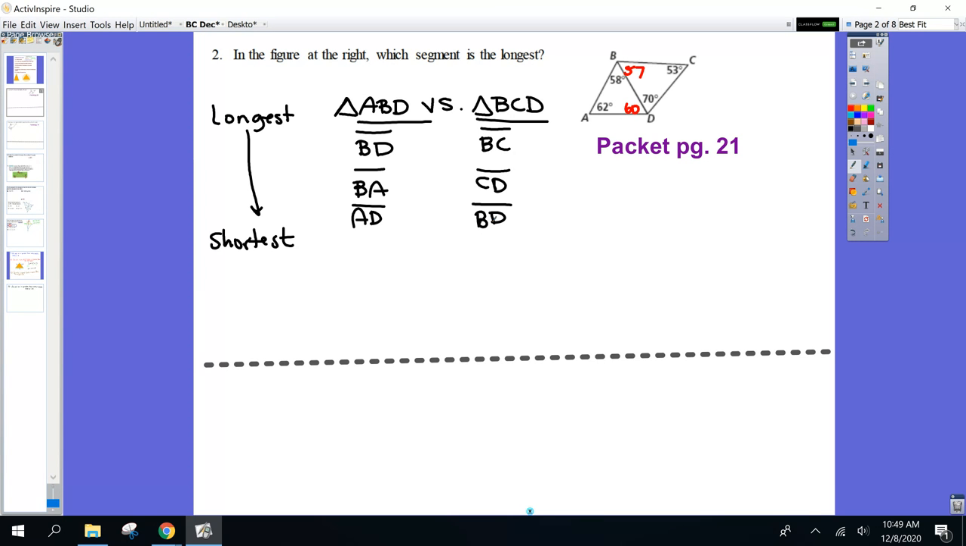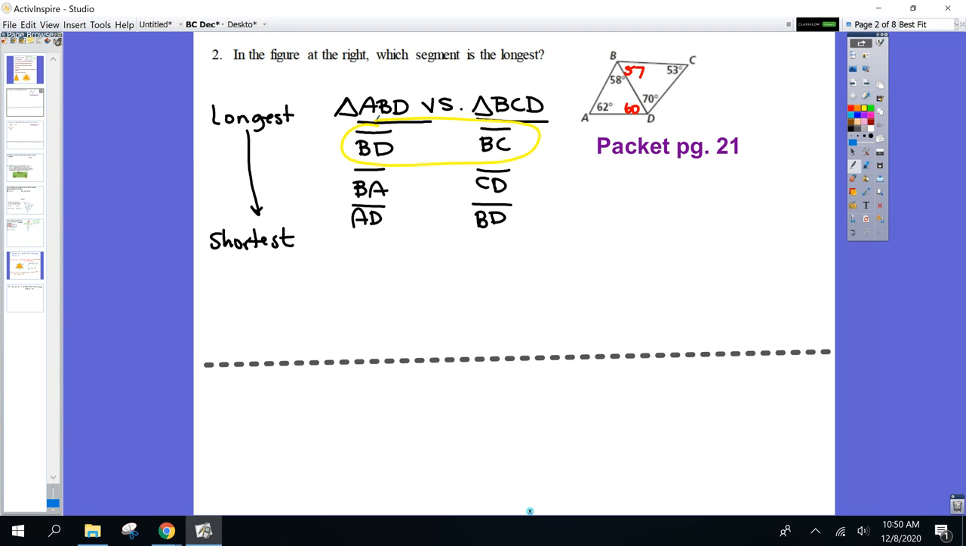Can we figure out which one is the longest side? Well, BC is the longest side in BCD, and BD is the longest side in ABD. So it's got to be one of these two, because they're the biggest side in both triangles. Does anybody see a problem with one of those being the longest side based on the rest of our rankings? Look at our rankings.